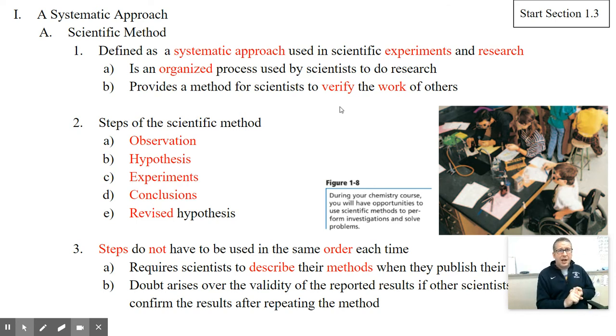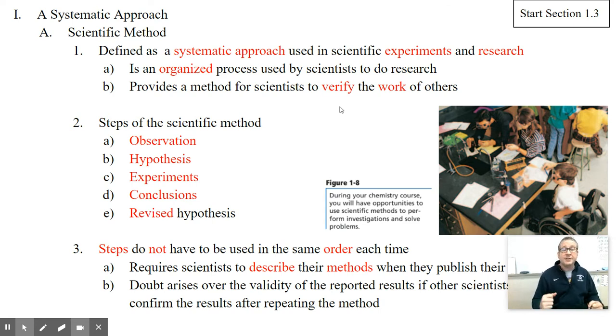First off, you have observation. Next, you have hypothesis. Then, after you form your hypothesis, you have experiments. You then have conclusions. And then after your conclusions, you have your revised hypothesis. Depending on what you learned after you made your conclusions, revisit your hypothesis. Does it have to be changed? Does it have to be kept the same, or maybe even elaborated more so? All right. Steps do not have to be used in the same order each time.